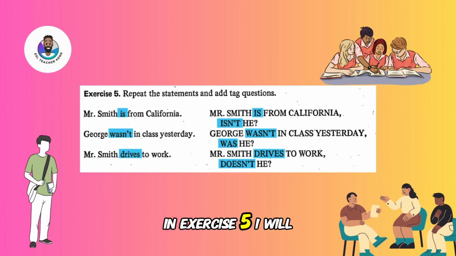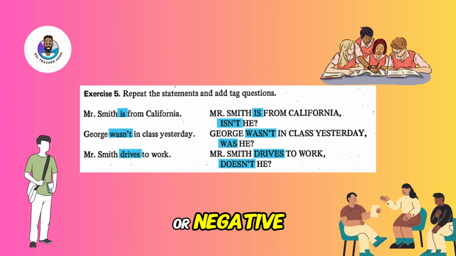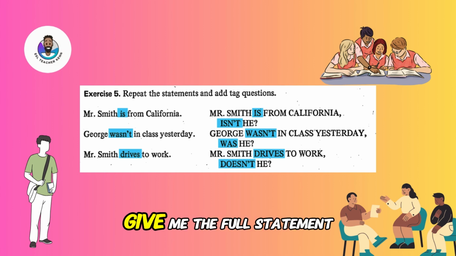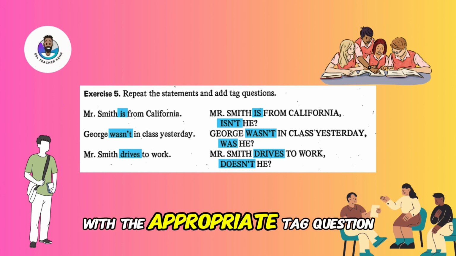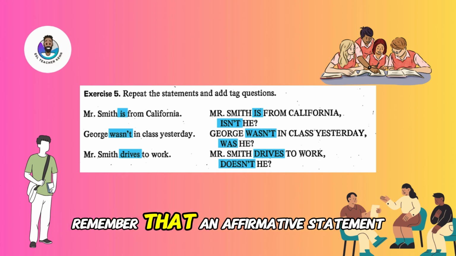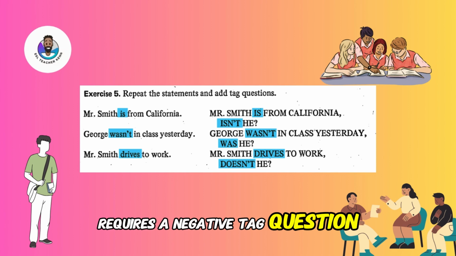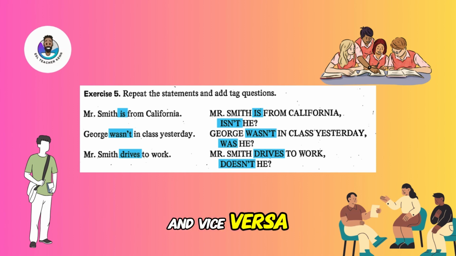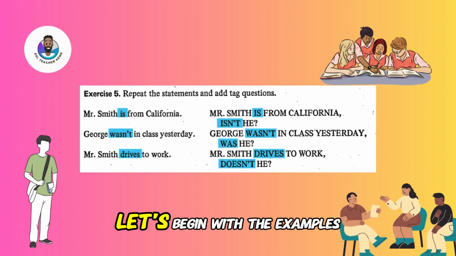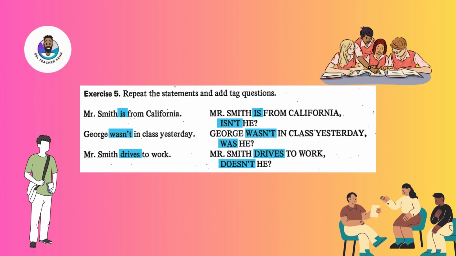In exercise 5, I will give you a statement that will be either affirmative or negative. And I want you to give me the full statement with the appropriate tag question. Remember that an affirmative statement requires a negative tag question and vice versa. Let's begin with the examples from exercise 5.